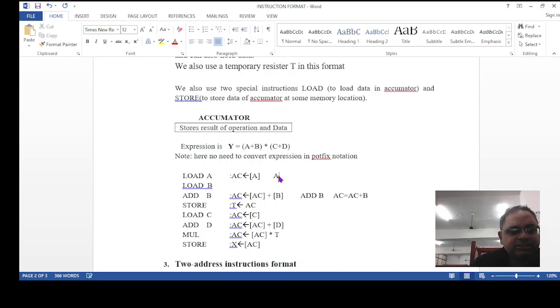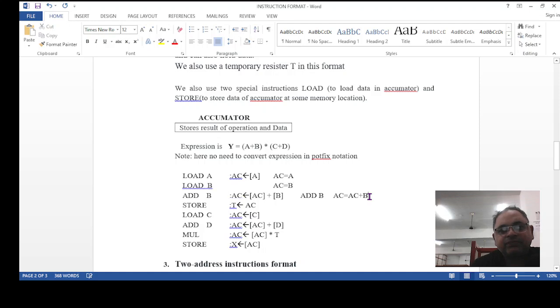Load A is doing, accumulator will contain the A. Okay, now if we again write down load B, so now accumulator will contain the contents of B. Contents of A now will be removed. Contents of B will be overwritten on content of A. Accumulator can hold only a single data.